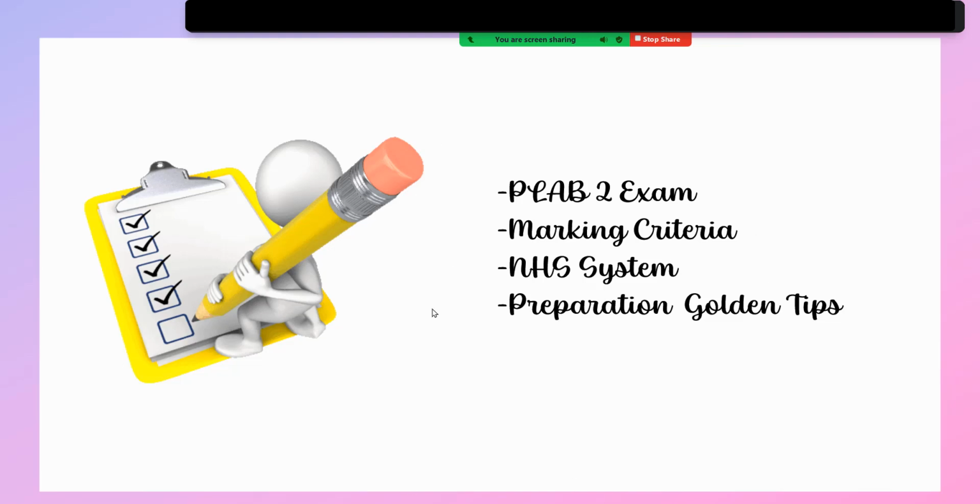So what is our plan for today? We are going to talk about the format of the PLAB 2 exam, the marking criteria, the NHS system, and golden tips for preparation.